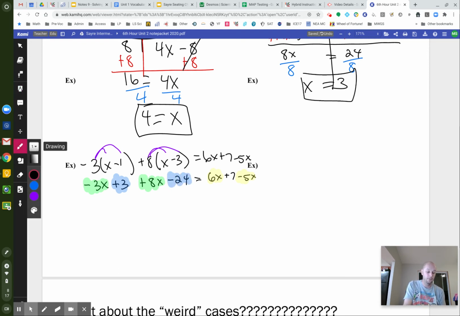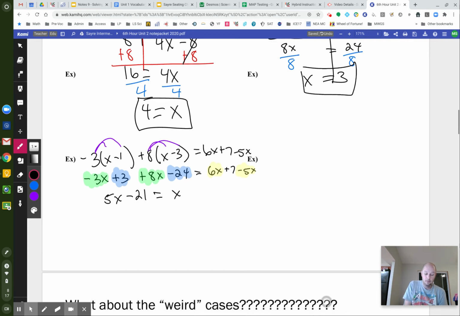All right. So when I do that, I'm going to do negative 3 plus 8, which is 5x. And then I'm going to do 3 plus negative 24, which is minus 21, equals x plus 7. Okay, so all I did was combine those things together by adding or subtracting, depending on what they say. My next step is to move all my variables to one side and all my numbers to the other.